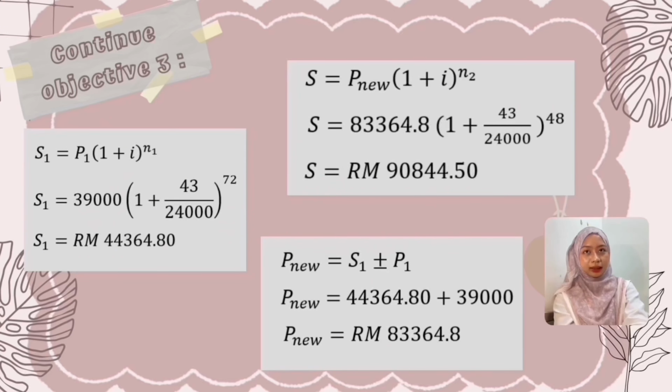Next is how to count S. The formula of S is S equals P new(1 + I)^N2. S equals 83,364.8(1 + 43 per 24,000) power of 48. So the total of S is RM 90,844.50. To find P new, the formula is P new equals S1 plus P2. P new equals 44,364 ringgit 80 cents plus 39,000. So the total of P new is 83,364 ringgit 80 cents.